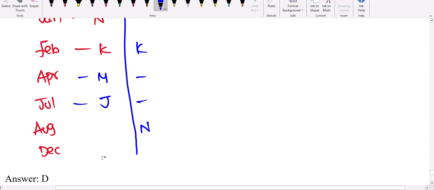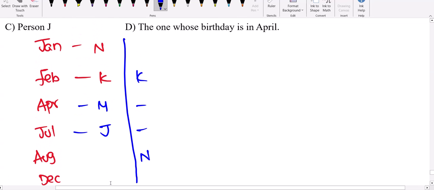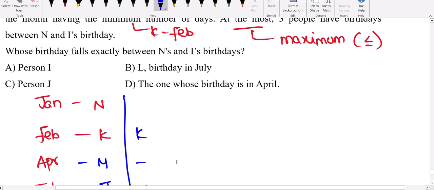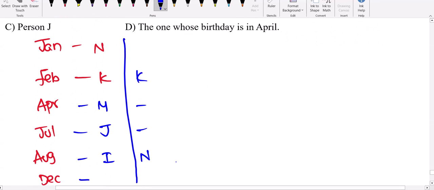And there is a condition: at the most how many people can sit between N and I? 3. So definitely I should be given August. If I go for December, 4 people are between N and I. So no. Next, only one person is left. Who is that? L. L is on December. This is the entire arrangement.